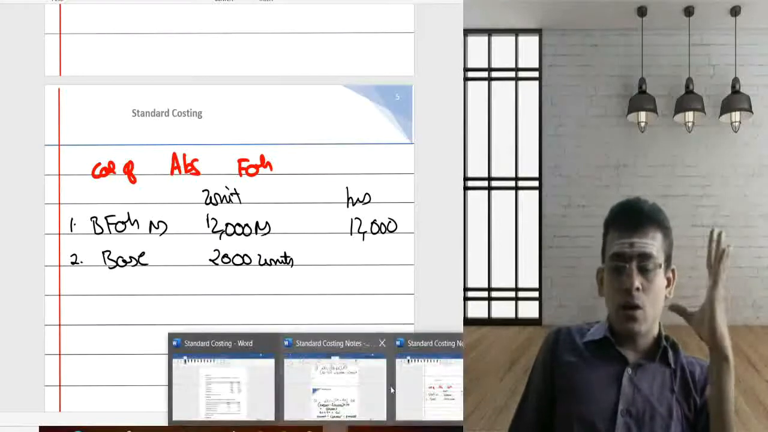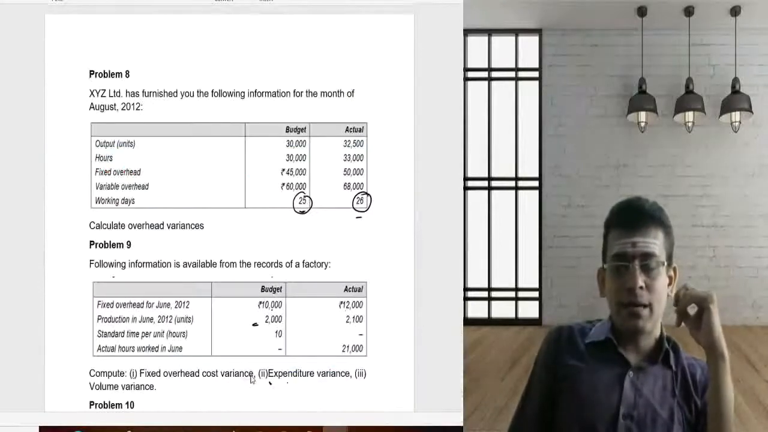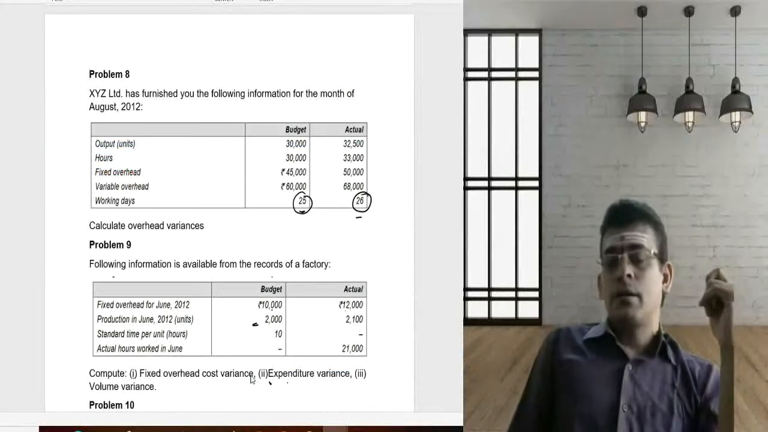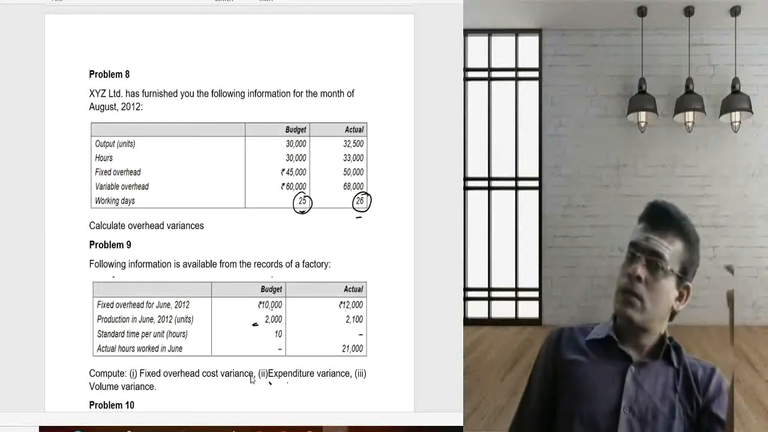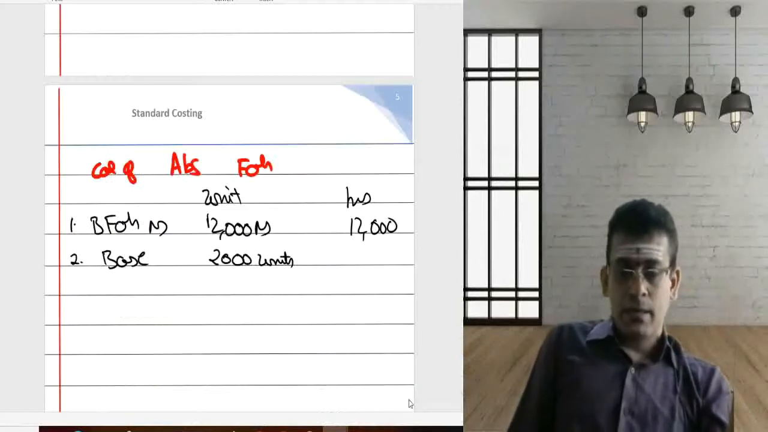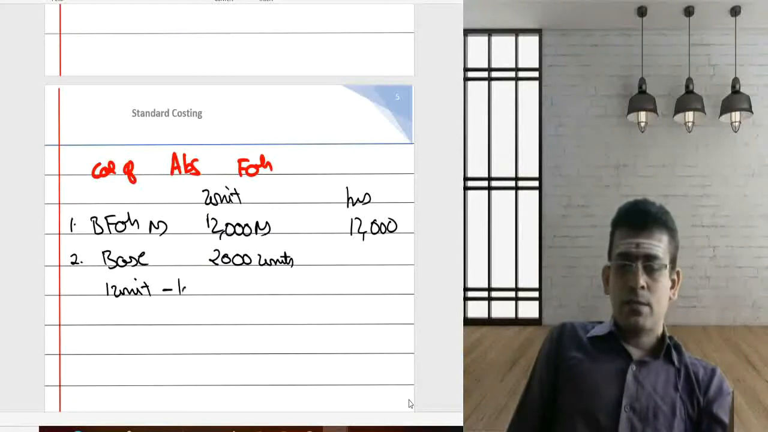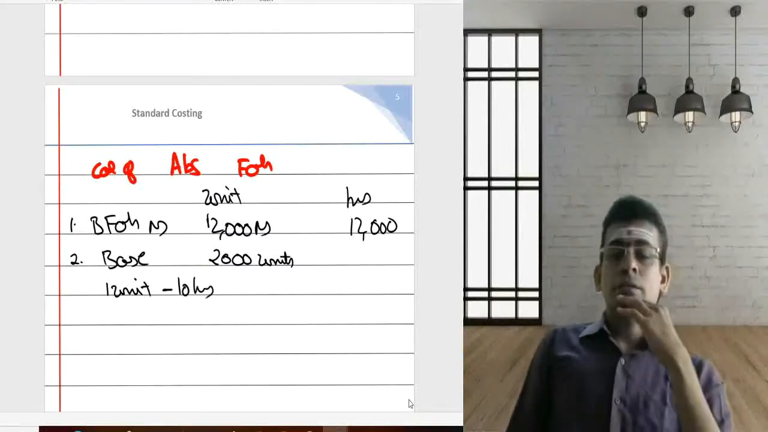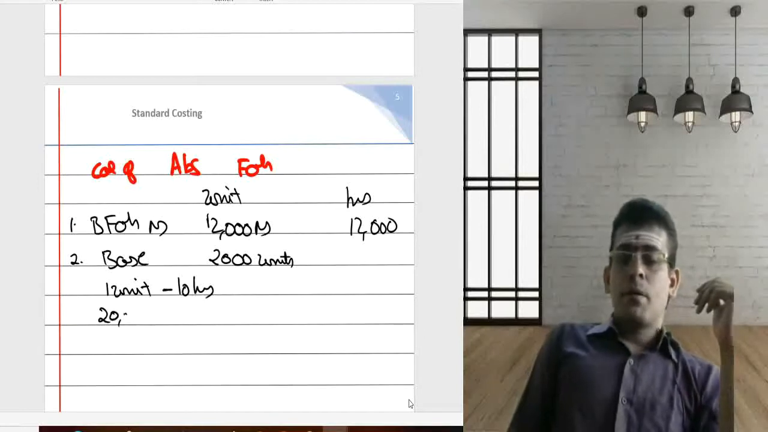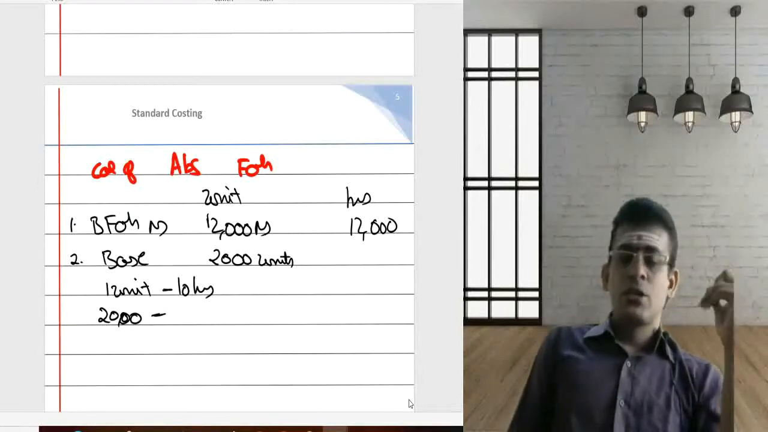For that, what is the logic which is given in the problem? The problem clearly says 1 unit requires how many hours? 10 hours. So the problem specifies here that 1 unit requires 10 hours. What is my budgeted units? My budgeted units is nothing but 2,000 units.